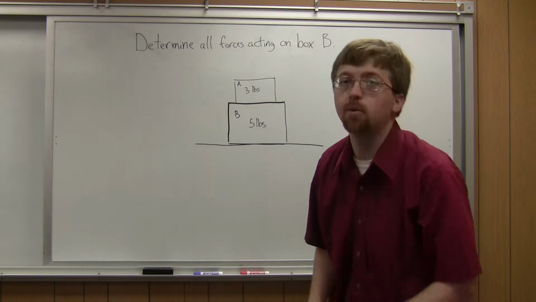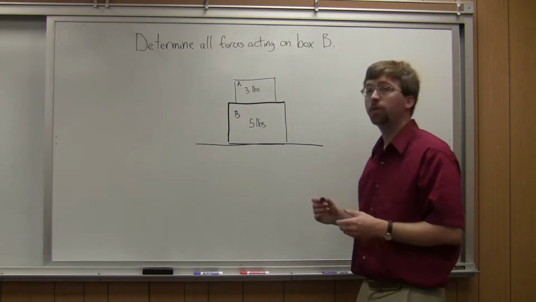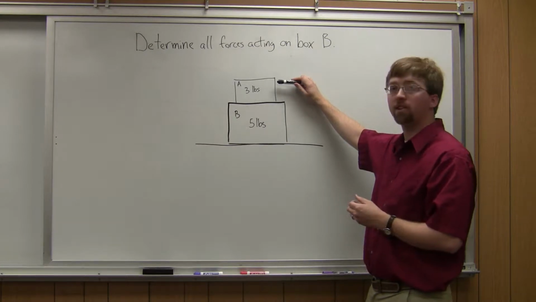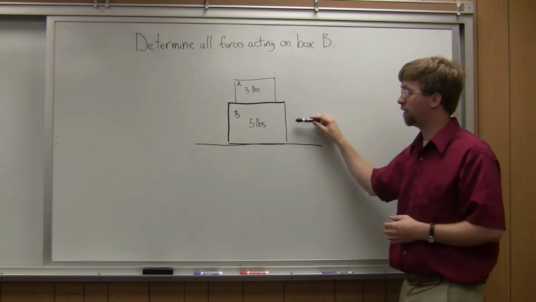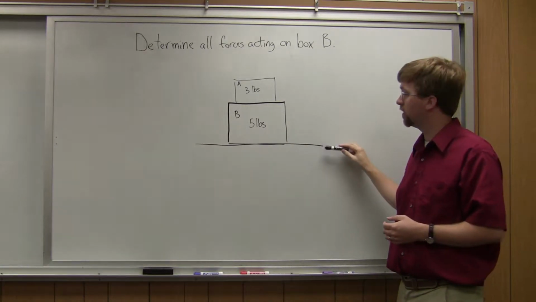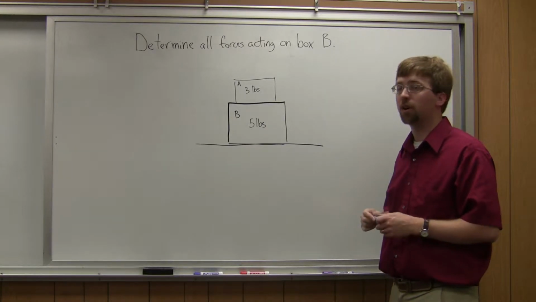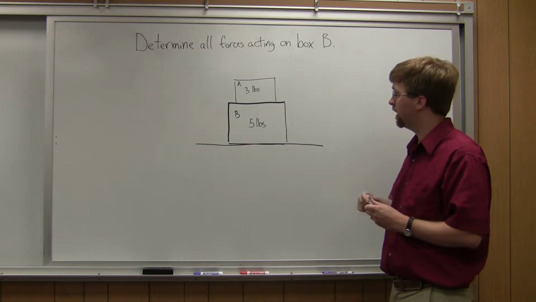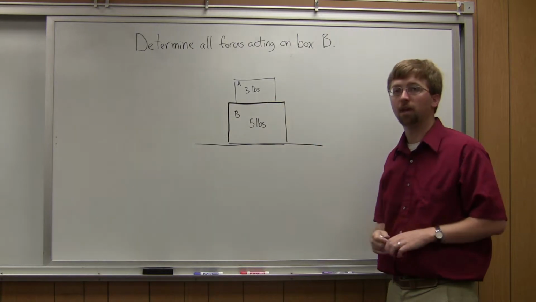Hello and welcome. Today we're going to be solving this problem up here. So we've got two boxes. We've got a 3-pound box, box A, sitting on top of a 5-pound box, box B, that's sitting on a table. And we're asked to determine all the forces acting on box B, this box right here in the middle.